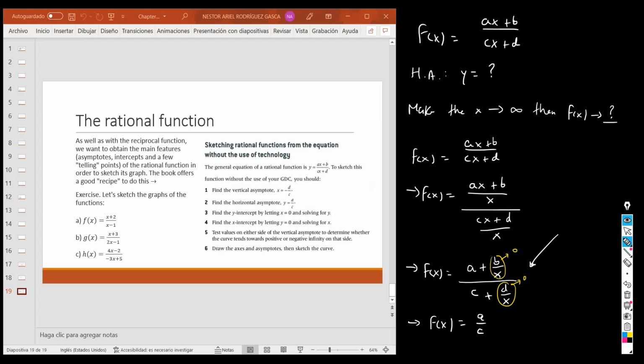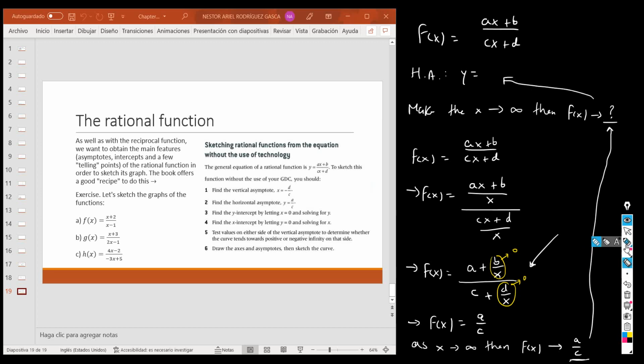You see? That's it. So what is my conclusion? As x approaches infinity, the function, the output, approaches a over c. So therefore, I could find a specific value, which is that value that I was talking about, and therefore that will be the horizontal asymptote. It's going to be a over c, which is the formula that you have in here. You see? So we have proven that these formulas are in fact correct, and you can use them as long as the function looks like this. There you go. Okay, guys.